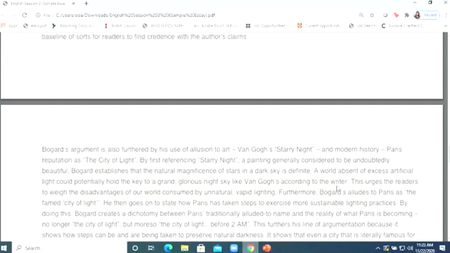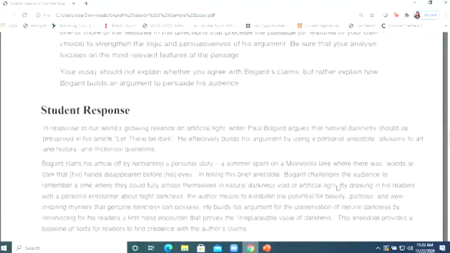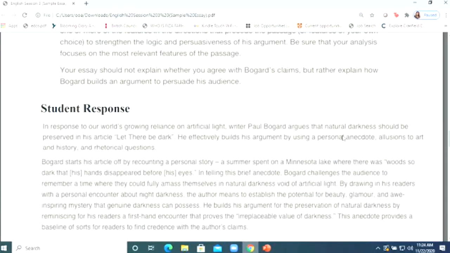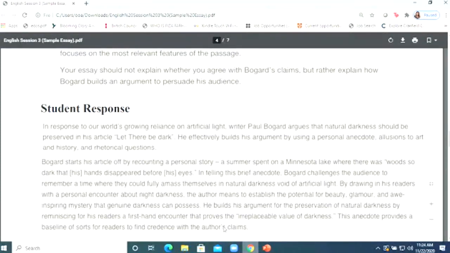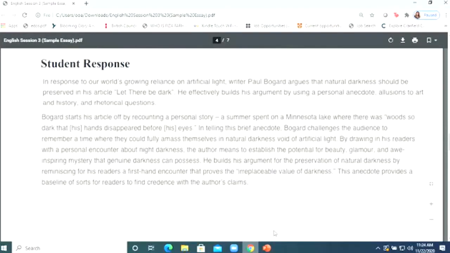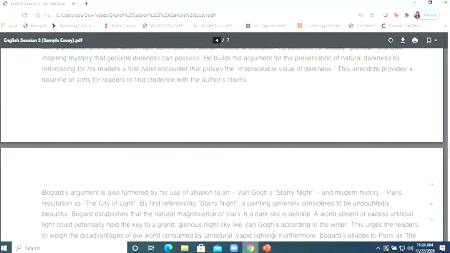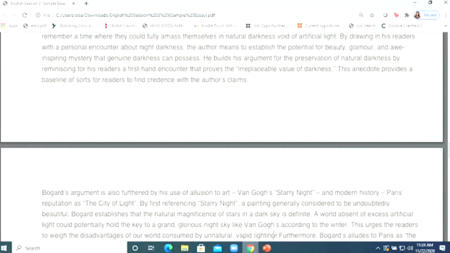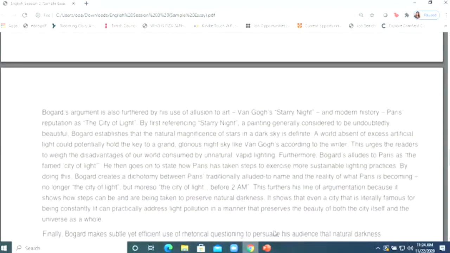Now the next paragraph, guys, keep in mind, as we already read in the introductory paragraph, that there's going to be a personal anecdote and then allusions to art and history. So the next paragraph should be about allusions or references to art and history, because we are keeping a flow and we are basing it on the structure of the information provided in the introductory paragraph. Bogart's argument is also furthered by his use of allusion to art, Van Gogh's Starry Night, once again in speech marks, and modern history, Paris' reputation as the city of light.